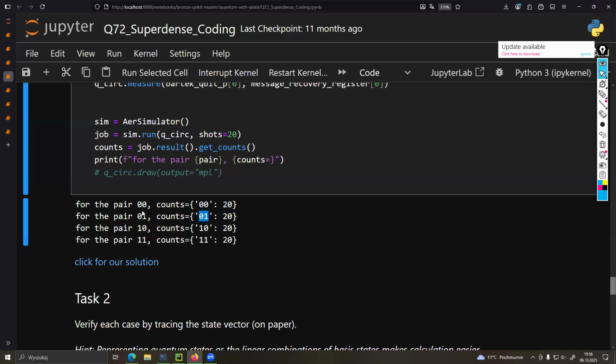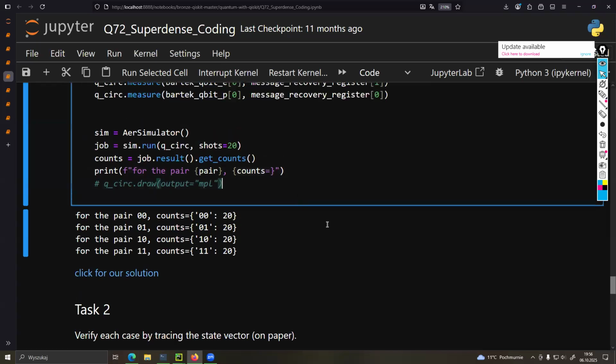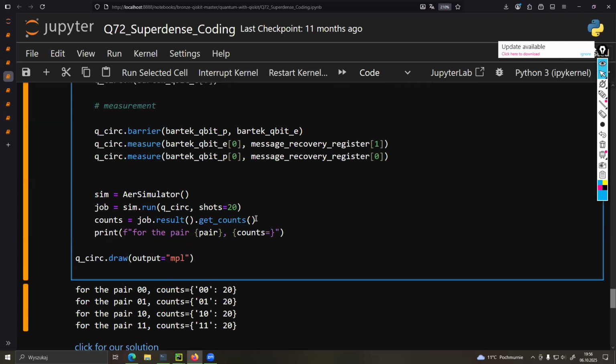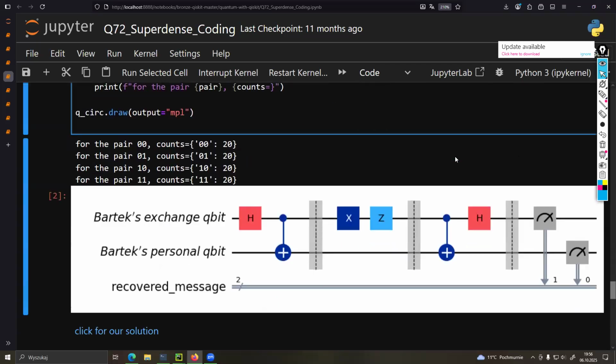If the sender sends me 00, which means that pretty much nothing is applied, I could actually show you the circuits. I think this would be very beneficial to you if you see what actually happens. So here in this case, this is the last case. This is for the last case, right? Because we apply X and Z.